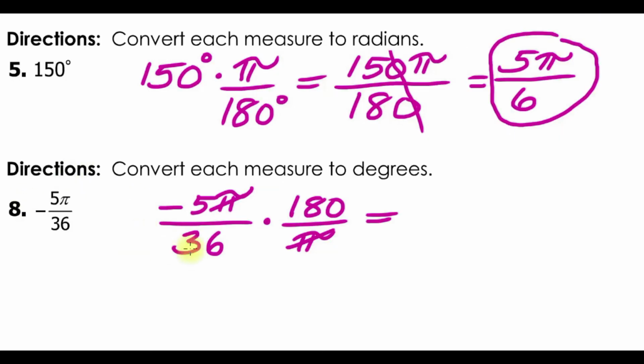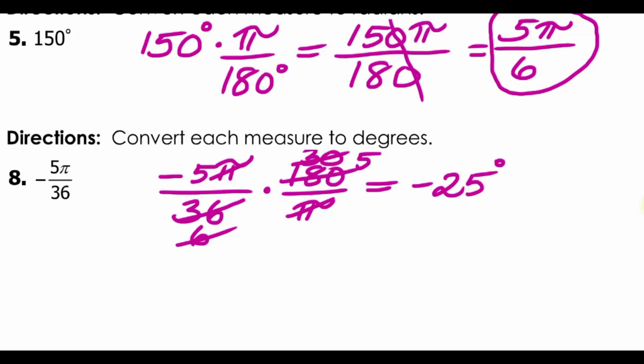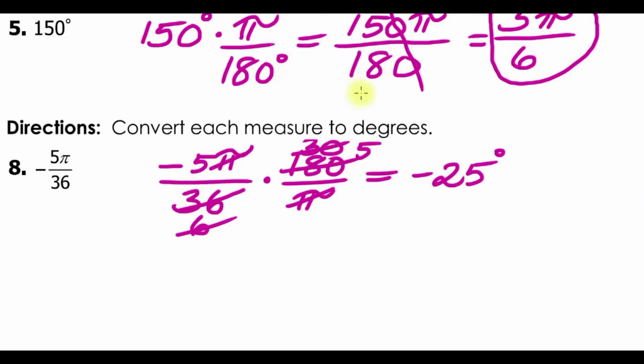Okay, so here I can divide this by 6 to get 6, and then I divide this by 6 to get 30. And it looks like 6 can go into 30 five times, so we can still cross that out and make this a 5. Okay, so multiplying across now, you are going to end up with negative 25 degrees. So negative 5 pi over 36 is the same as negative 25 degrees.